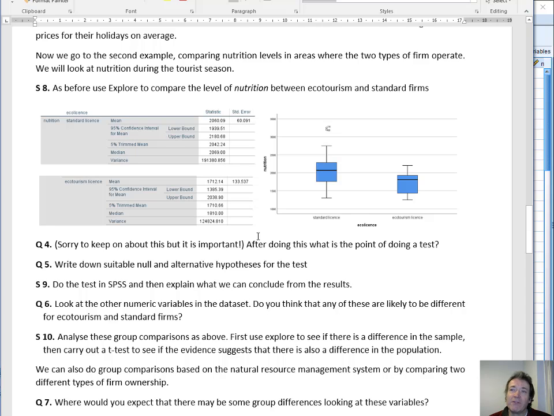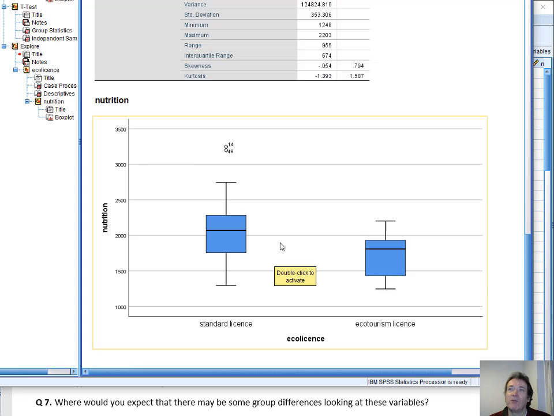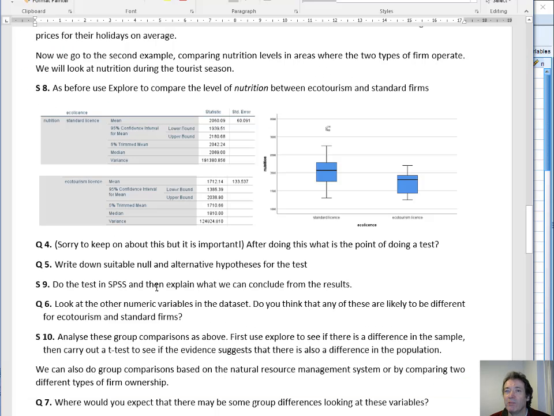Now, after doing that, what's the point of doing a test? Why should we want to do a test? Because we can already see that the levels of nutrition in ecotourism areas on average are lower than in standard license areas. Well, again, this only applies to the sample of 60 firms. We are interested in the whole population of 880 firms and possibly beyond that. So we're looking for external validity. To find out whether these results hold beyond the sample, we do a t-test, which is what we'll do next.